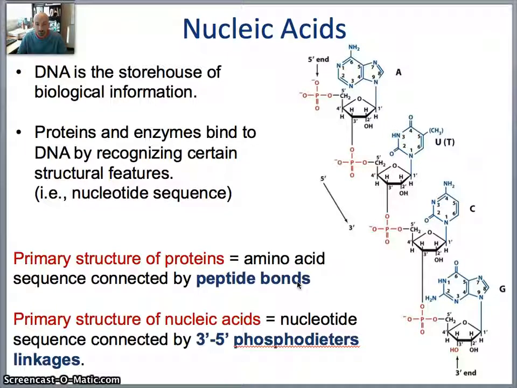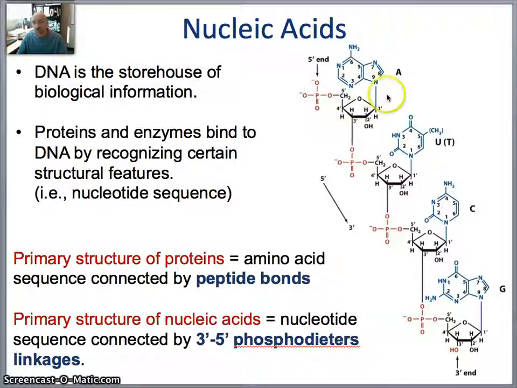and what they actually do. Well, the primary structure of proteins we talked about was the amino acid sequence, and we connected those different amino acids by peptide bonds. For nucleic acids, we basically have the nucleotide sequence, so which nucleotide is connected to which, and each one of those is connected by a 3' to 5' phosphodiester linkage. So a peptide bond is just like a 3' to 5' phosphodiester linkage, where we're connecting these monomers together.